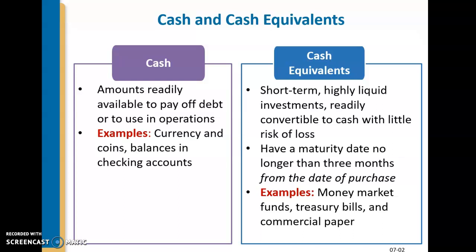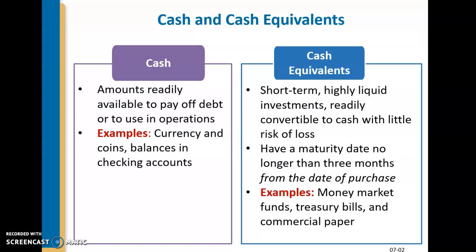Cash includes currency and coins, balances in checking accounts, and items acceptable for deposit, such as undeposited checks and money orders received from customers. When we report the cash balance on our balance sheet and in our statement of cash flows, we include cash equivalents with our cash balances.